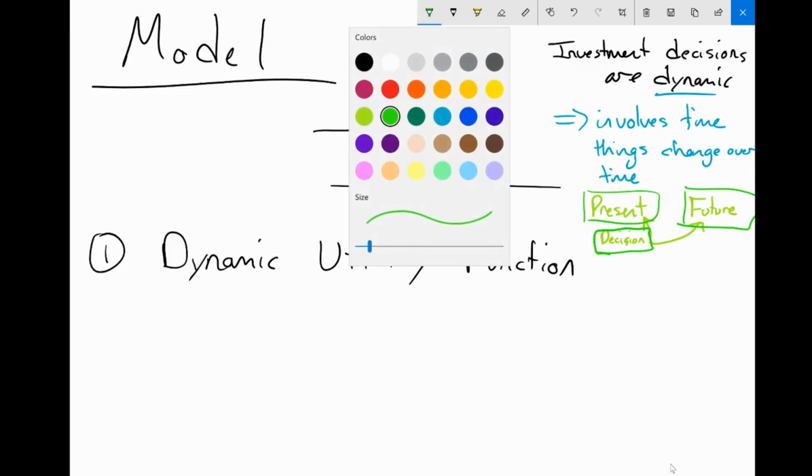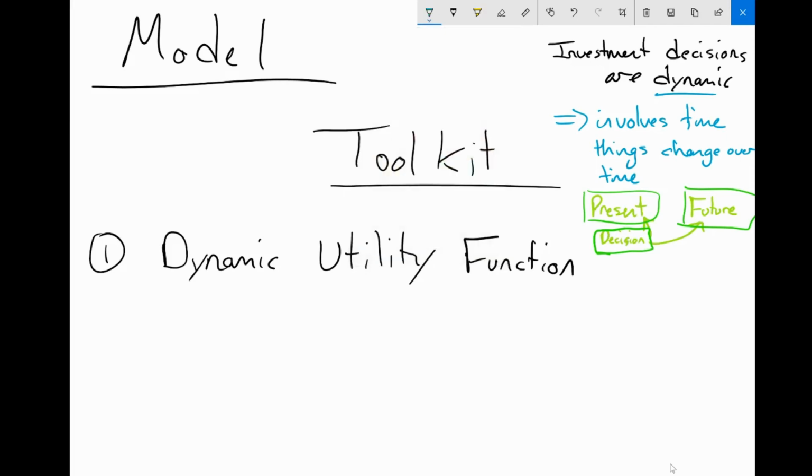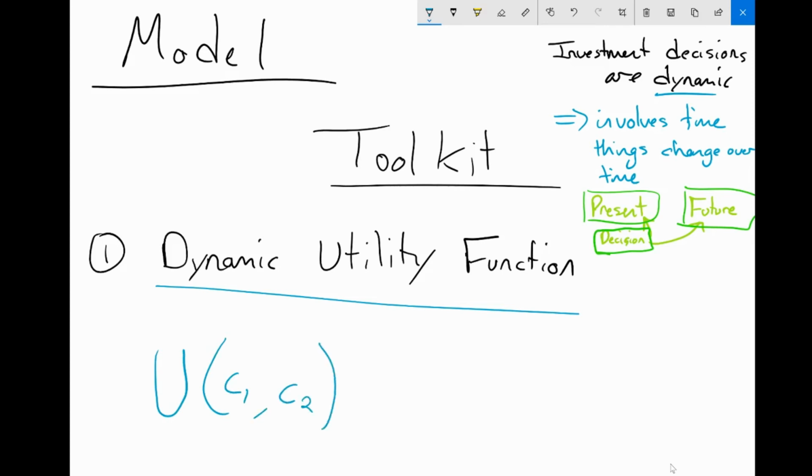Well, that's what I want to do when I use a dynamic utility function. I want a utility function that's going to capture the present and the future. I want to capture things as they change over time. All right, so let me just write a very, very simple example of this, and that's what we'll use in the class. So imagine I'm going to have a function, I'm going to call it capital U. It's going to be a function of consumption today, which I represent by C1, and consumption tomorrow, okay? So C1, consumption today. C2, consumption, let's just say in the future.